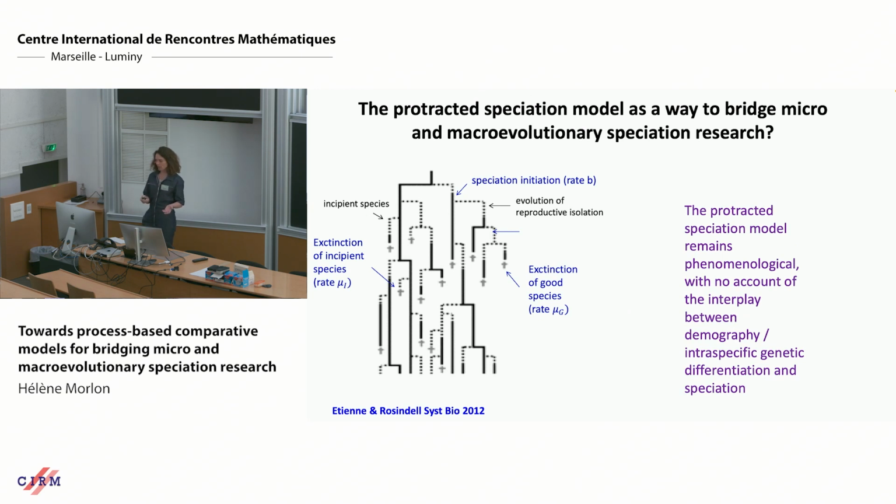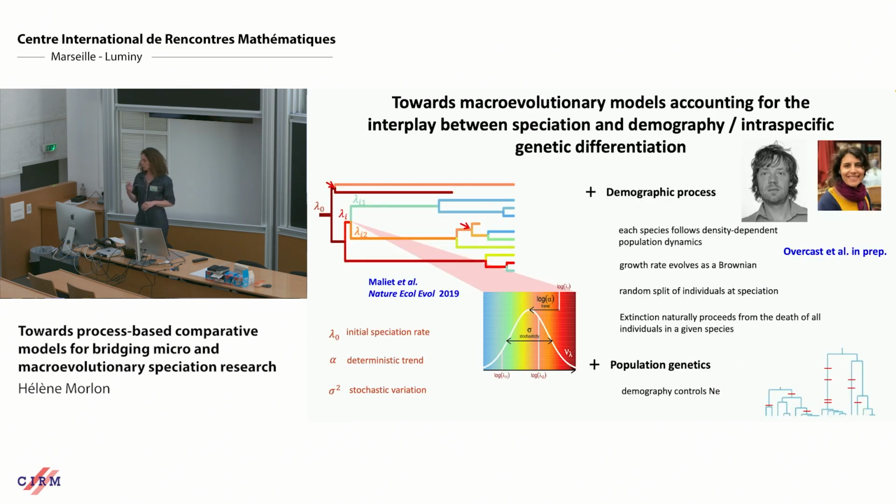And then finally, this model would be a better way to make this connection between microevolutionary and macroevolutionary speciation rates, but it's still phenomenological. So here we're not modeling explicitly the interplay between demography, intraspecific genetic differentiation, and speciation, and so on. So we started doing that in two different ways, on two different projects.